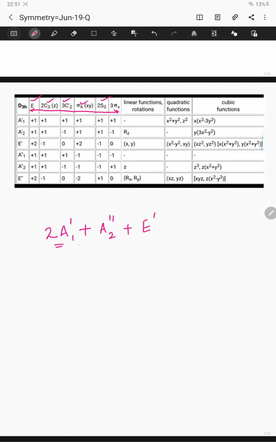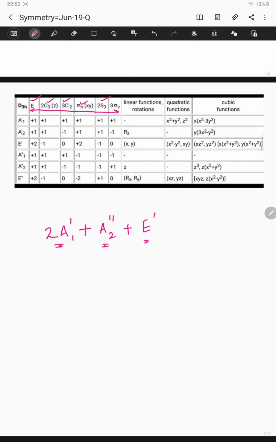There are two A1 prime representations, one A2 double prime representation and one E prime representation. These are the representations which will provide us some idea about the hybridization of this particular geometry and the types of bonds that are involved in it. Since there are 5 bonds involved, 5 hybrid orbitals must be involved. Which orbital is involved can be seen from the character table.